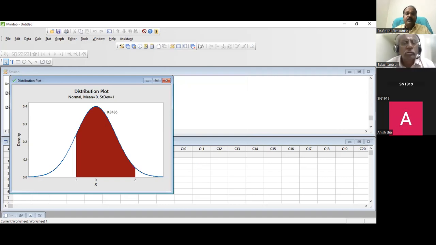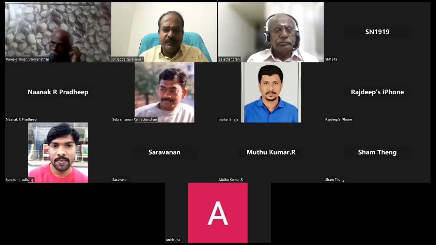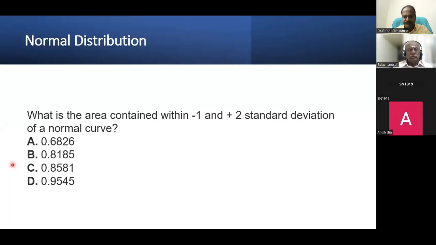Fantastic. Thank you. So likewise, there are many features. One by one, you can master it. So this question, I hope all of you can now solve. The -1 can be any number, +2 can be any number. Now, hundreds of questions can be asked in this model, and all 100 questions you will be able to answer if you know how to use a particular feature in Minitab. All of you are with me on this? Yes.